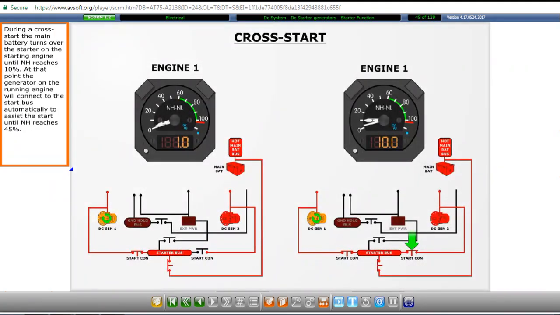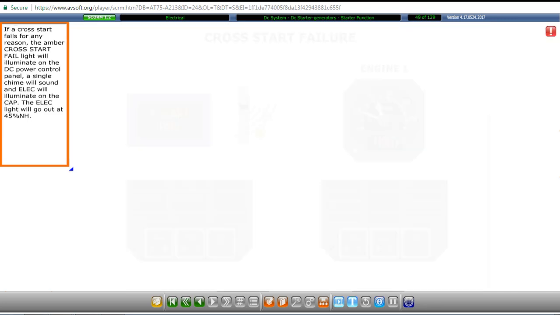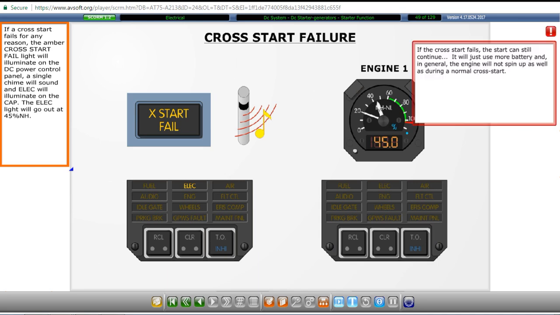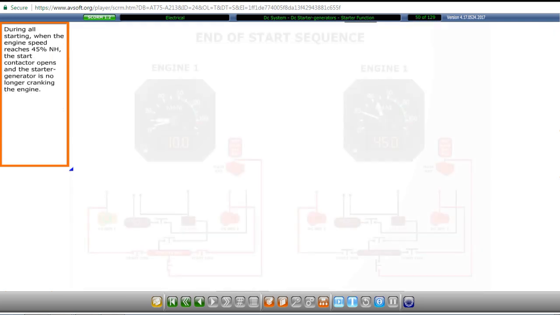During a cross start, the main battery turns over the starter on the starting engine until NH reaches 10%. At that point, the generator on the running engine will connect to the start bus automatically to assist the start until NH reaches 45%. If a cross start fails for any reason, an amber cross start failure light will illuminate, a single chime will sound, and electricity will show on the CAP. The electricity light will go out at 45% NH.